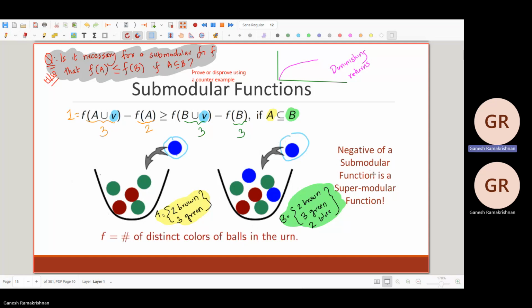So the negative of a submodular function is a supermodular function, just like the negative of a concave function is a convex function. So good question, this is for all V. For any subset A of B, for every subset A of every B, and for any V, this inequality should hold.